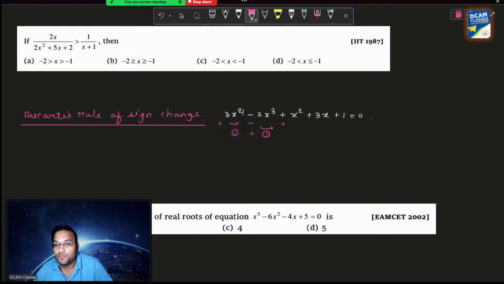Now again, moving from plus to plus, there is no sign change. From plus again to plus, no sign change. So you add only those instances where there is a sign change from positive to negative or negative to positive. Here 1 plus 1 became 2, so the number of positive roots is 2. Got it?